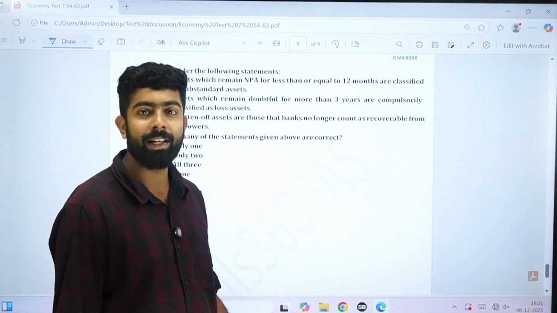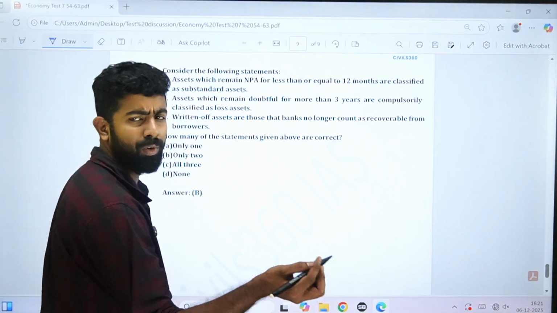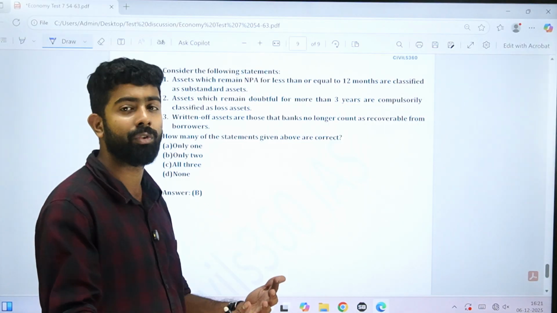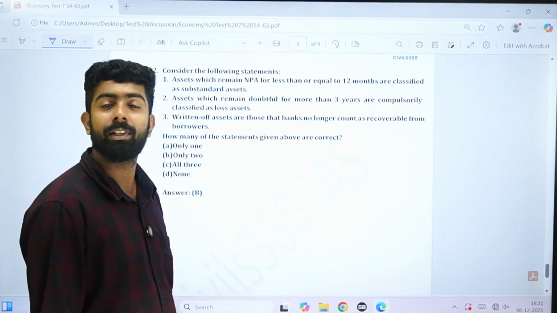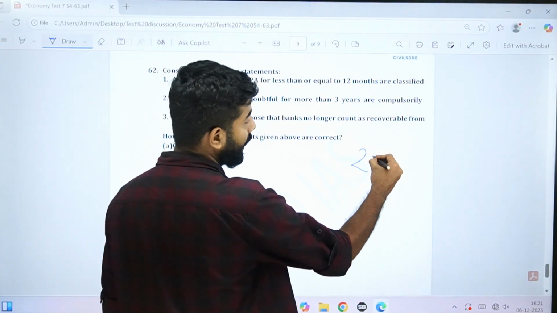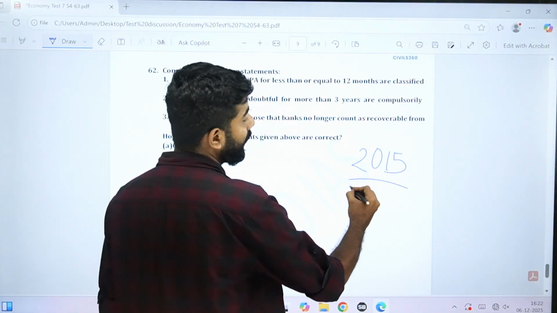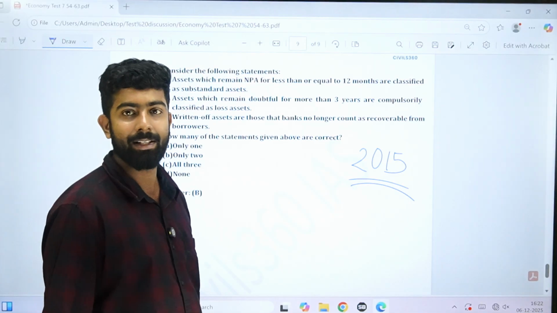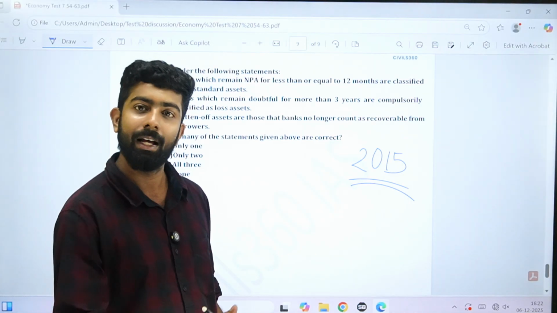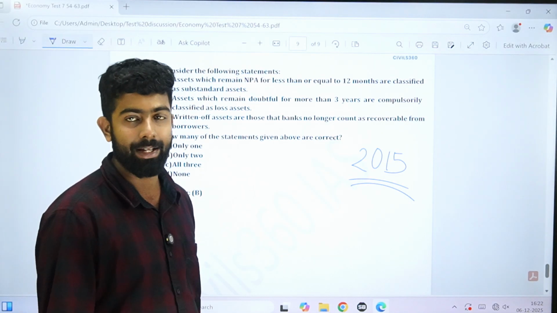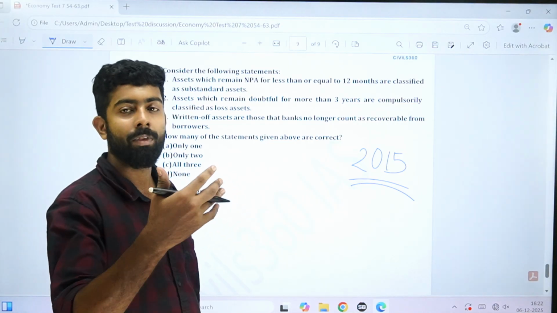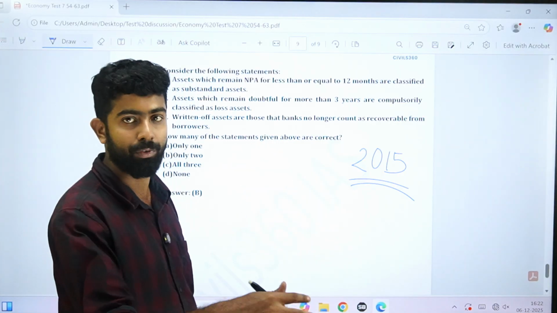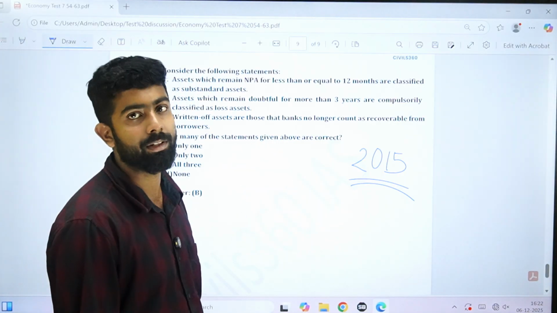The next is regarding non-performing assets. Non-performing assets have been in news. It's no longer in news. It was in news continuously after the asset quality review of 2015. In 2015, RBI conducted an asset quality review of financial institutions, found that their banks and various private corporates had very high NPAs, and there was a twin balance sheet crisis, but now it has subsided after 2020 and 2021. That issue has been resolved.